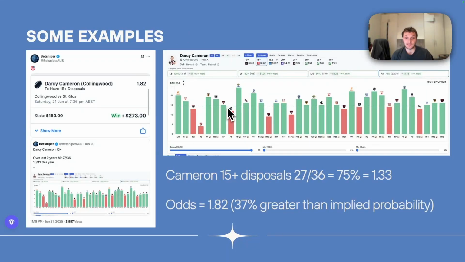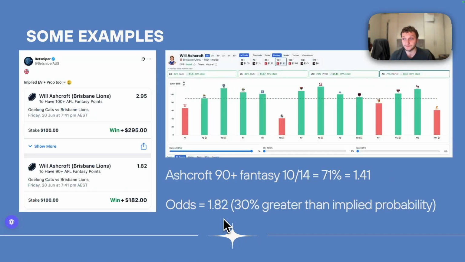So let's take a look at some examples that I've shared recently of times where I've found really good bets just based on using implied data as my thesis. This first bet was for Darcy Cameron 15 plus disposals. He had hit this in 27 out of the last 36 matches, which means 75% of the time, which we can convert to odds of $1.33. There was $1.82 odds available, and so for me that was a good betting opportunity.